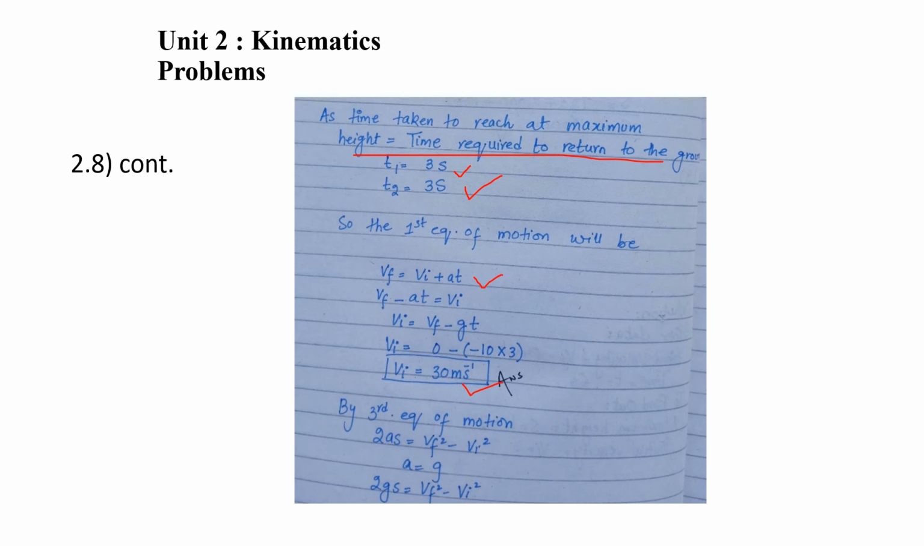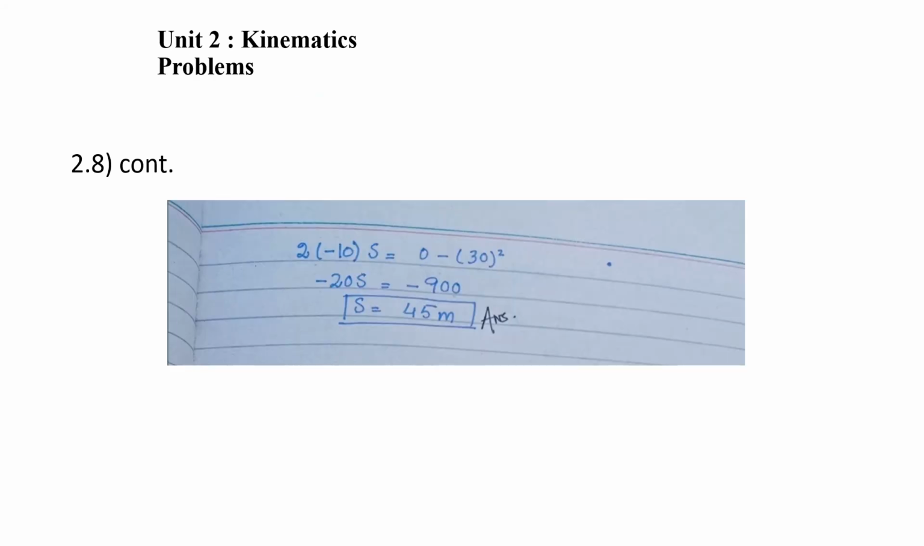Now using the third equation of motion, a will become g and s will become h, right? So 2as is equal to Vf squared minus Vi squared, which will be 2gh is equal to Vf squared minus Vi squared. By putting in the values, 2 into minus 10, s will be h, is equal to 0 minus 30 whole squared, so it will be minus 20h is equal to minus 900, and so h is equal to 45. You have to write h instead of s. This is the total distance we have to find.